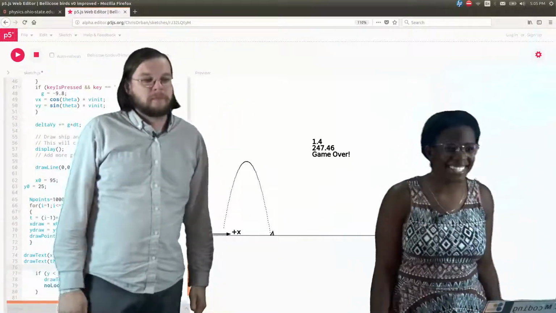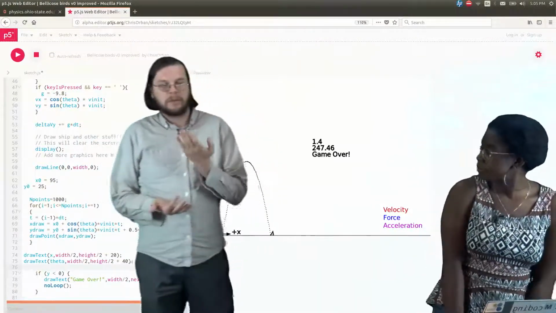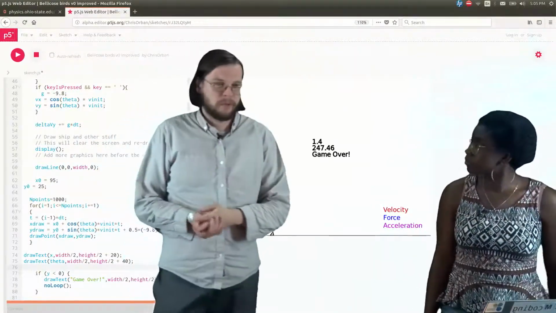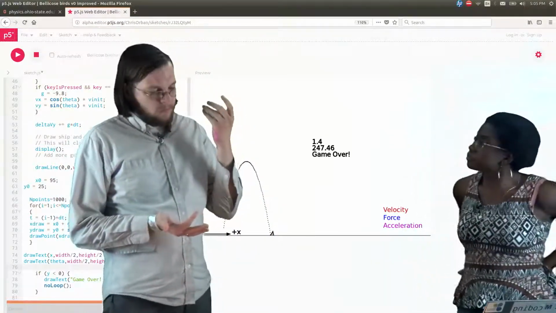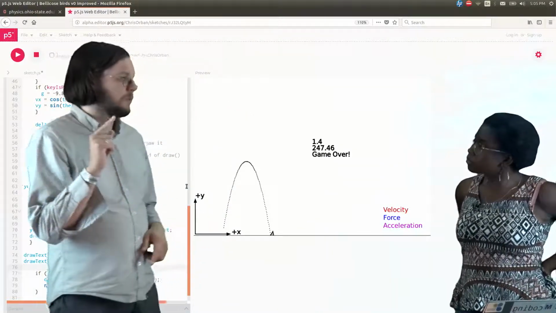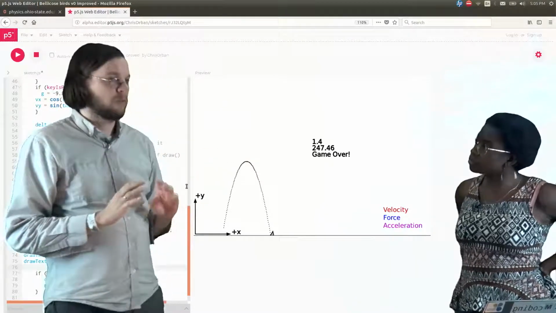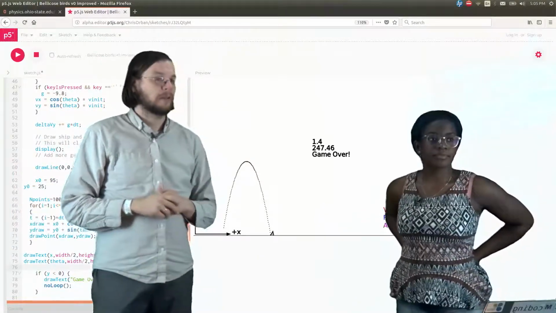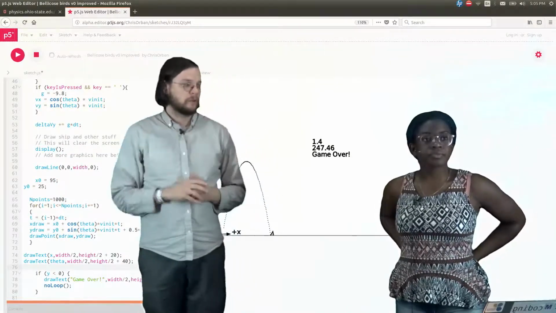So the thing we want to do is make sure that this code is doing what we expect. If you want to fire something the farthest distance, 45 degrees usually gives the farthest distance when you're shooting a projectile. So we got to make sure that our code actually does that. And so the question is, how do we get the angle to be 45 degrees?